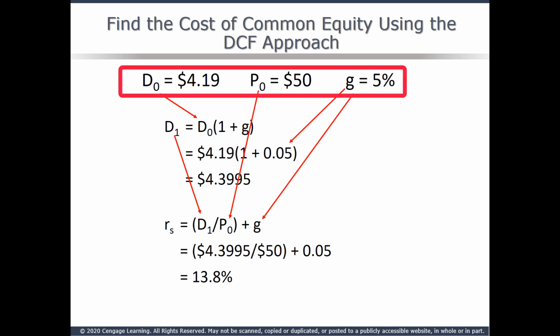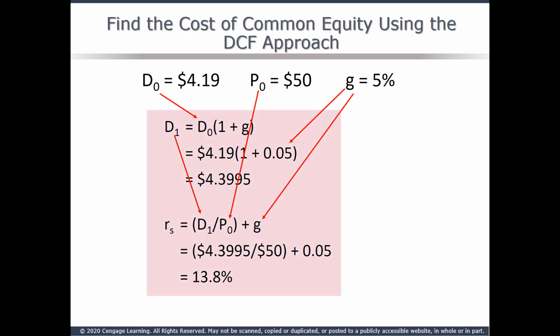Using our given data, D0, 4.19. Current price, $50, growth rate 5%. Substituting in, we find the cost of equity, 13.8%.